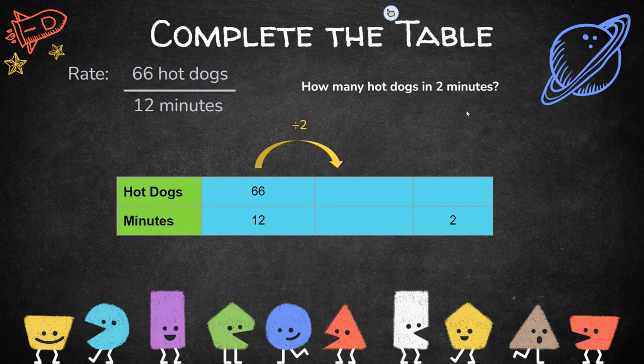So we're going to take that 66, we're going to divide by 2, and we're going to get 33. And remember, whatever we do to the top number, we have to do the exact same thing to the bottom. So that 12 needs to be divided by 2 as well. So now we end up with 33 hot dogs in 6 minutes. The ratio is still the same. If I gave this person 6 minutes, they could eat 33 hot dogs. If I gave them twice as long, they'd eat twice as many. 66 in 12 minutes.